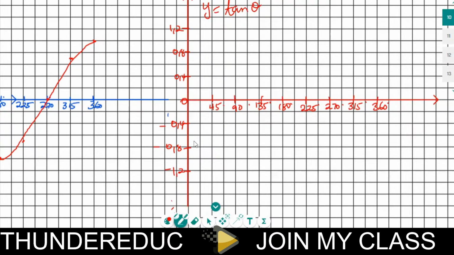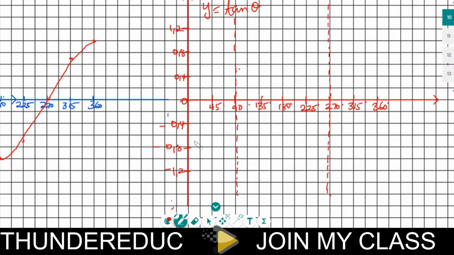So in this case, if I go on with my plotting, this is what I'm going to have. My asymptotes are at 90 degrees. So I use dotted lines to represent those asymptotes. So the graph is not going to pass through there. And then 270 is also an asymptote. The graph will not pass through that line as well, or any point along 270.